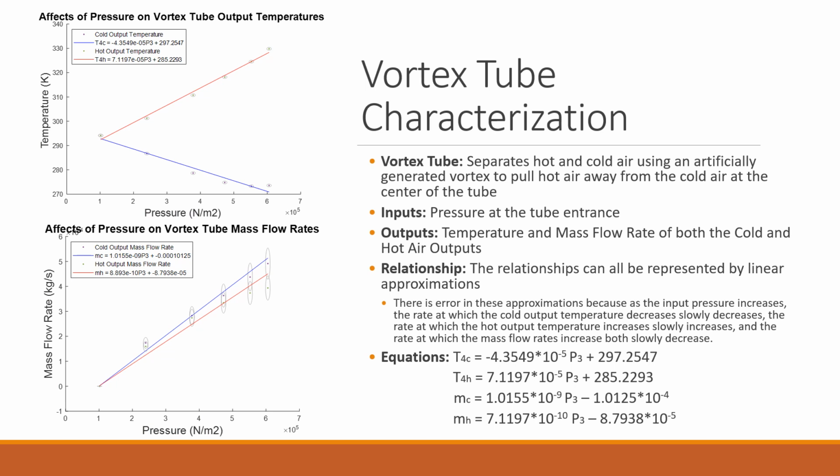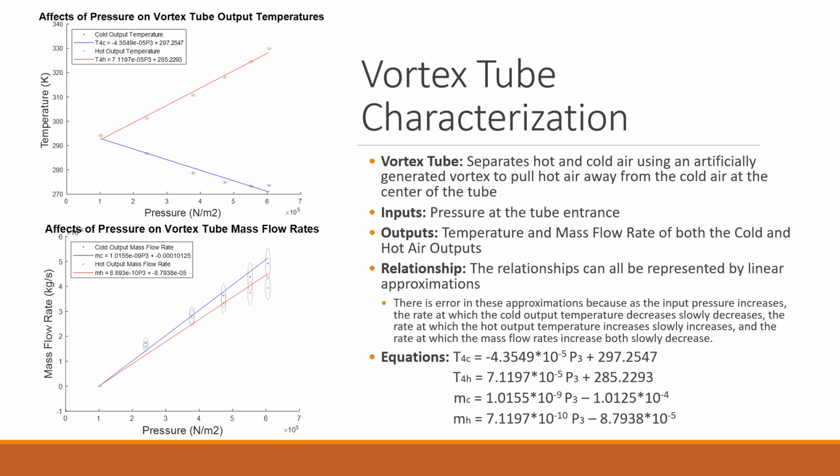One of the goals of the lab was to characterize the vortex tube. The vortex tube separates hot and cold air using an artificially generated vortex that pulls the hot air away from the cold air at the center of the tube and then separates the two airflows. The inputs are the pressure at the entrance of the tube. The outputs are the temperature and mass flow rates leaving both the cold and hot air outputs. All of the relationships can be approximated as linear.